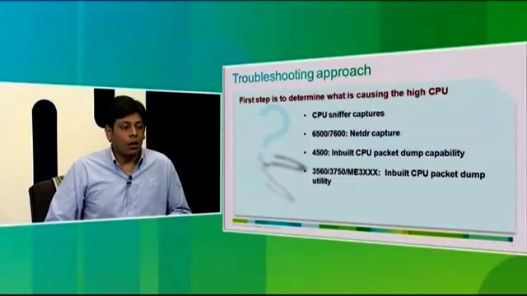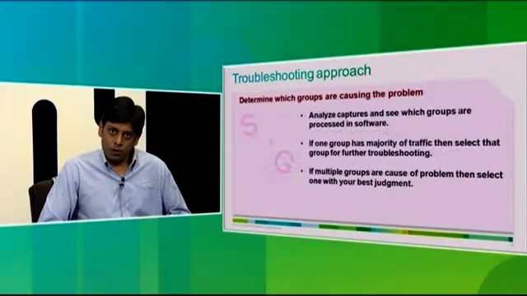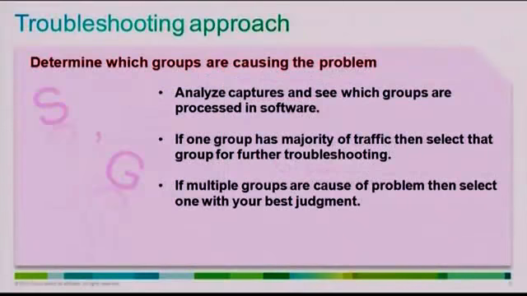Great. The next step would be to analyze the captures that we have taken so far and figure out which problem multicast group is causing the CPU to go high. Now there could be two options. The first is that you can quickly figure out that it's always a single multicast group that is causing the CPU to go high. In that case, you can select this particular multicast group as the problem group and we can continue with our troubleshooting.